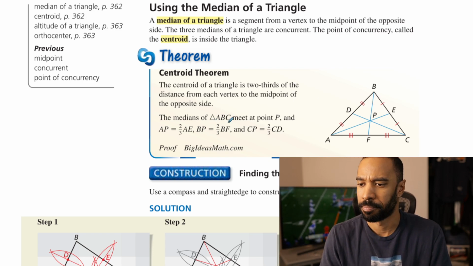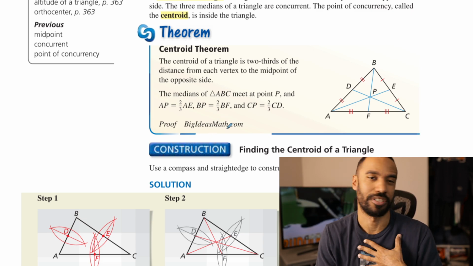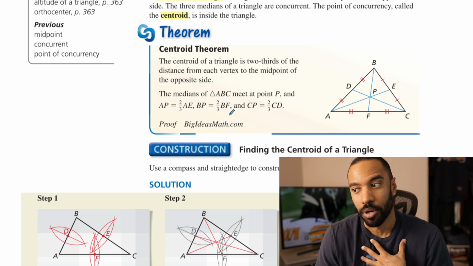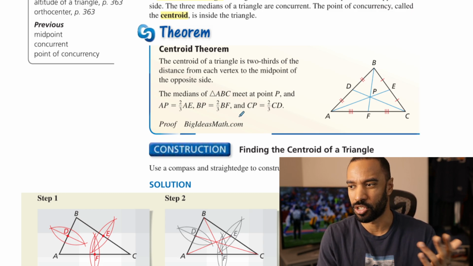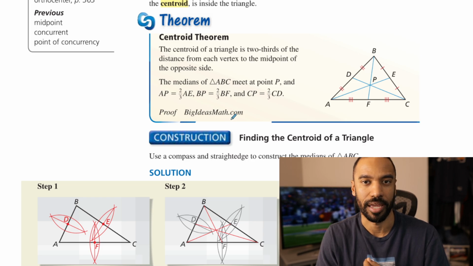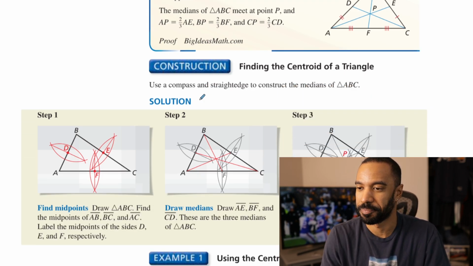Okay. You can find a proof on bigideasmath.com, apparently. I haven't done the proof myself before, and I'm not sure how the proof works. I think you have to deal with areas and stuff to then determine heights of triangle. I'm actually not sure. I haven't tried it. But there's a proof on there, I suppose, if you want to go ahead and find it.